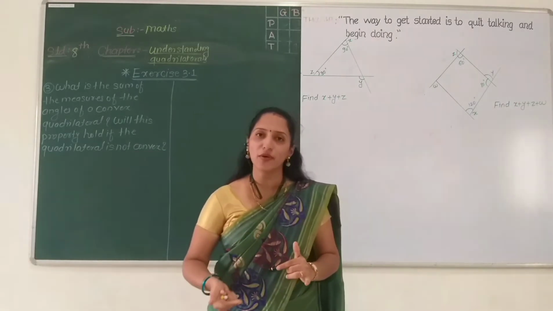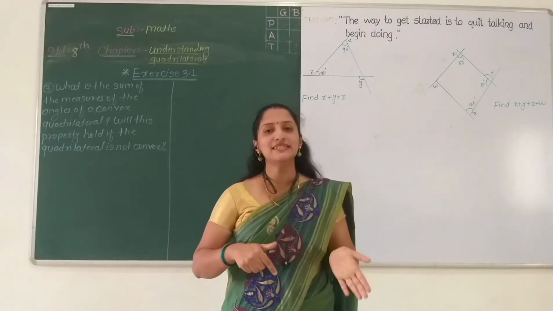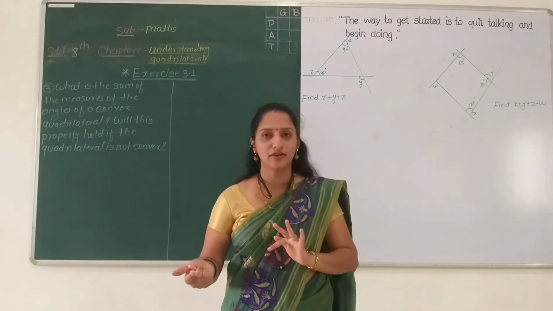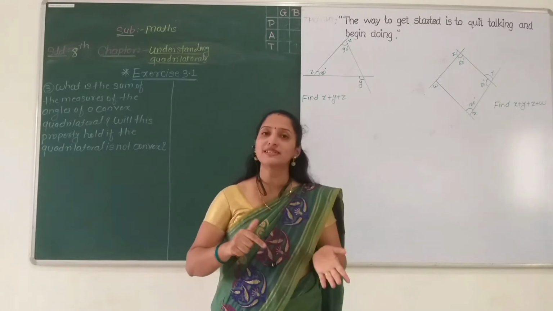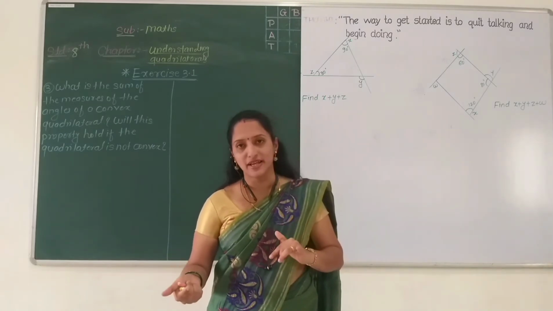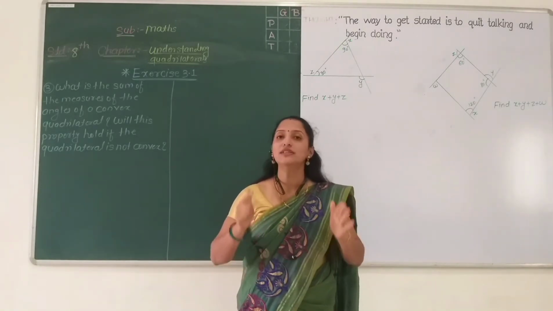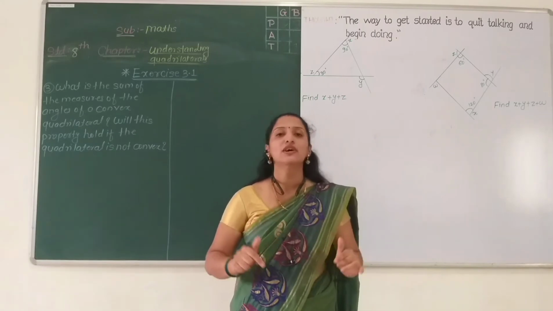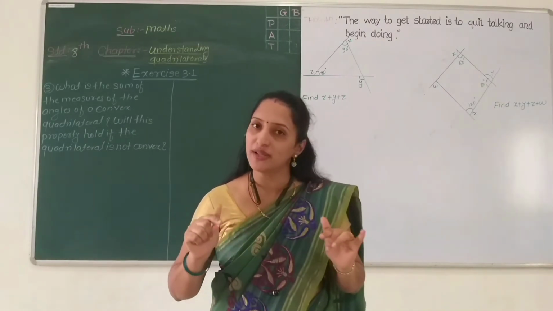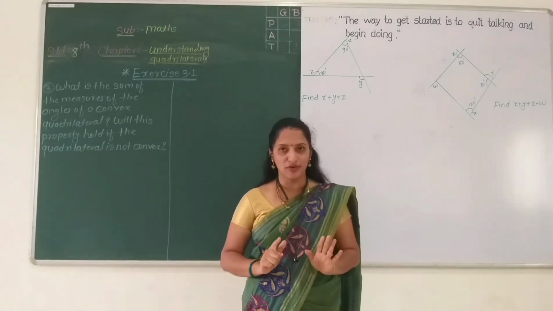And what about a concave polygon? Some of the diagonals of a concave polygon lie in the interior part and some lie in the exterior part. But in the case of a convex polygon, all the diagonals lie only in the interior part of that polygon. These polygons are called convex polygons.